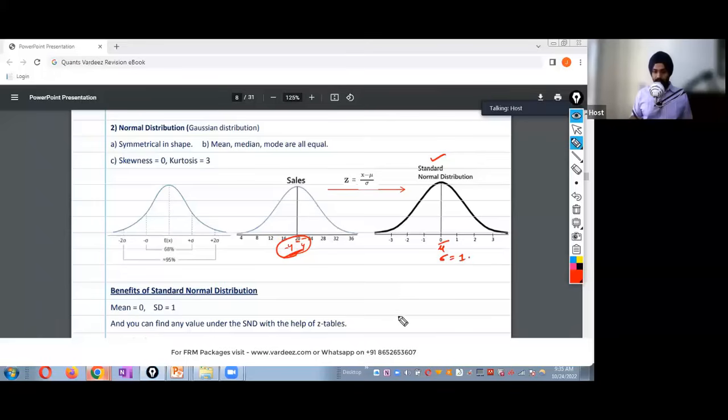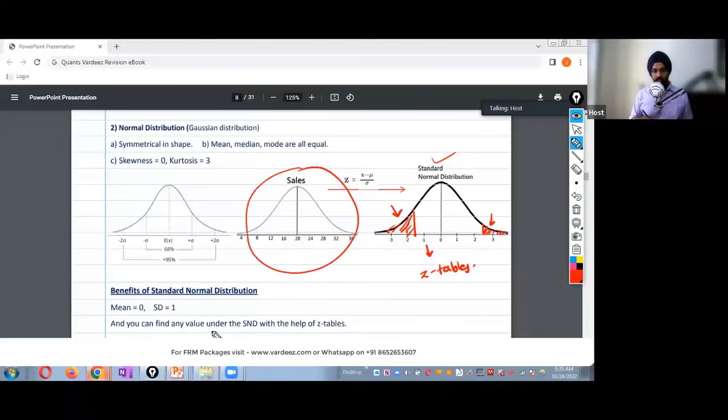Now, you must be wondering, what's the use of converting this? Well, if you have a standard normal distribution, any probability or any value that you want to find under the curve, you can find with the help of what we call Z tables. You look at the Z tables and you can find any area under the curve. And that is the best part of converting a normal distribution into a standard normal distribution.